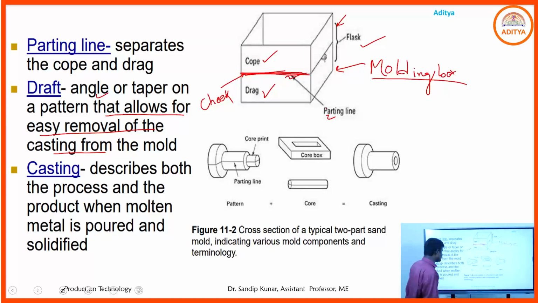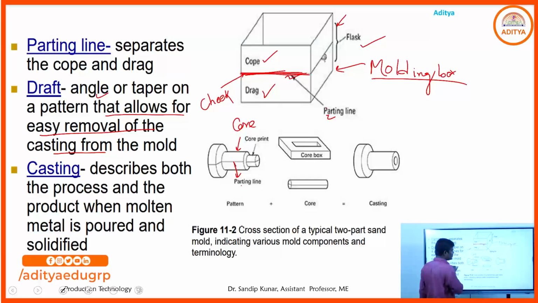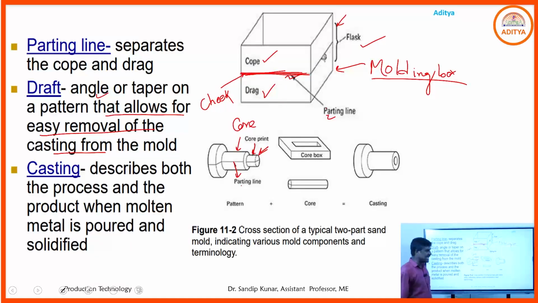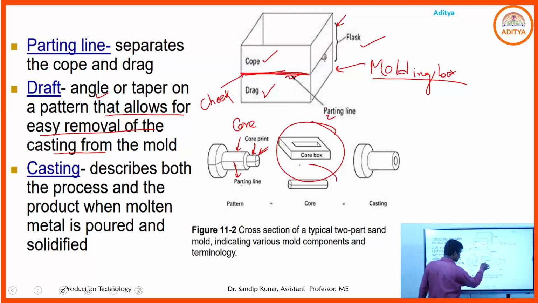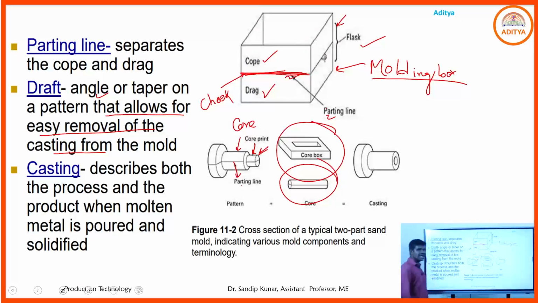If we consider the core, with the middle line as the parting line, some extra supporting material is used for positioning, locating and supporting the core. That is called the core print. That is the core box, and that is the core. The core is used for producing the internal features of the casting product.